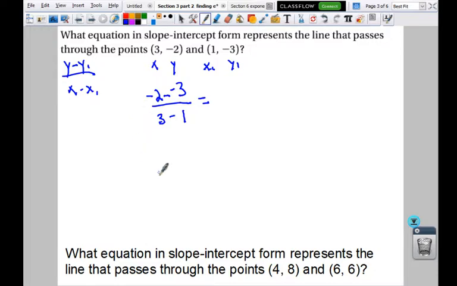So, what's minus negative 3 do? What's a minus negative 3? We are really plussing up here. So this is really plus positive 3 right there. So negative 2 plus 3 is 1 over 3 minus 1 is 2.